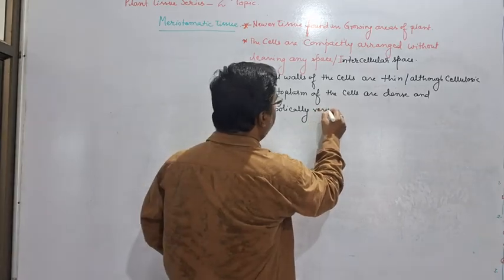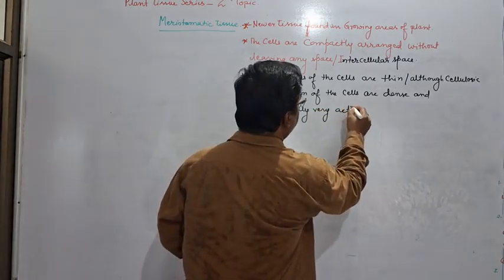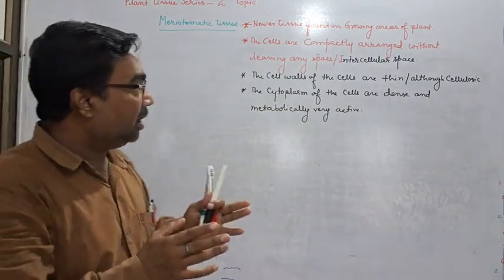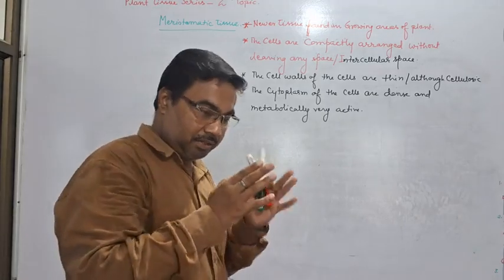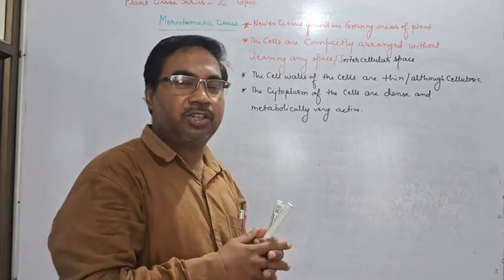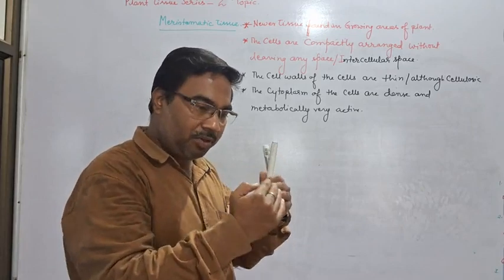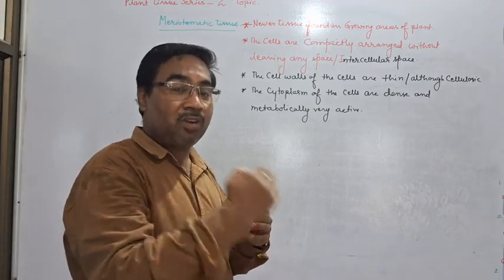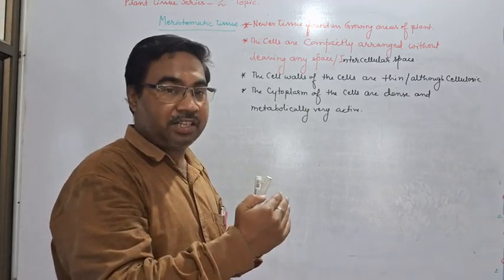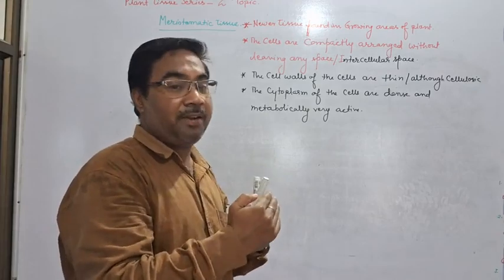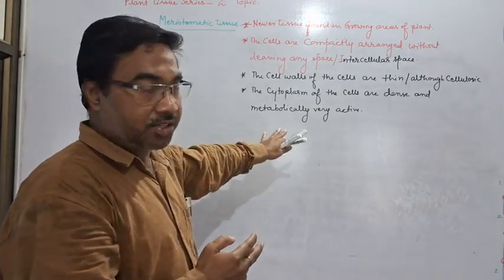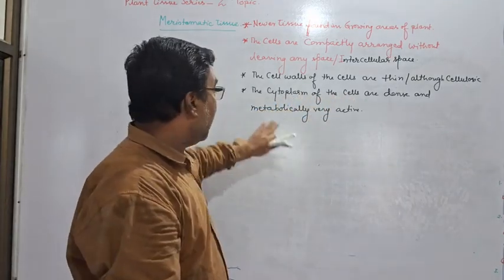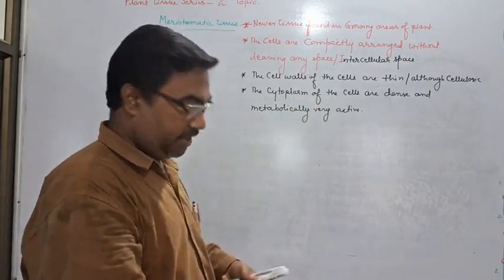Metabolically very active, as you know that the cells of the meristematic tissues are found in the growing region. So the plant needs more energy, more life processes like nutrition, respiration, etc. More life processes to do at that place. So the cytoplasm of the cells is dense and metabolically very active.